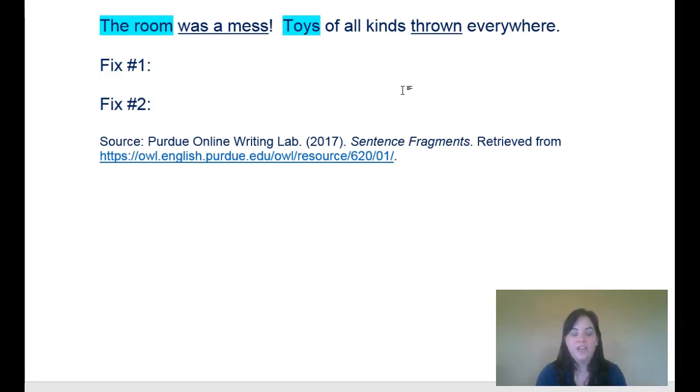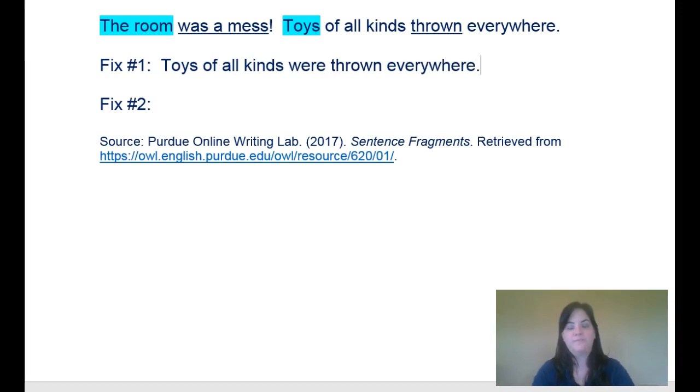At this point, pause the video, try to fix that sentence fragment two different ways, and when you're ready, resume the video to compare your work to mine. So I'm going to first fix this sentence fragment by adding what's missing. I think it has a subject, but it just needs a fulfilled predicate with some sort of more information to tell us what it is about these toys that were thrown everywhere that the writer's trying to tell us. So I'm going to say, toys of all kinds were thrown everywhere. Now I have this complete verb, were thrown, which makes us have a complete sentence. I still have the subject, toys, but now my predicate, of all kinds were thrown everywhere, makes this a complete sentence.